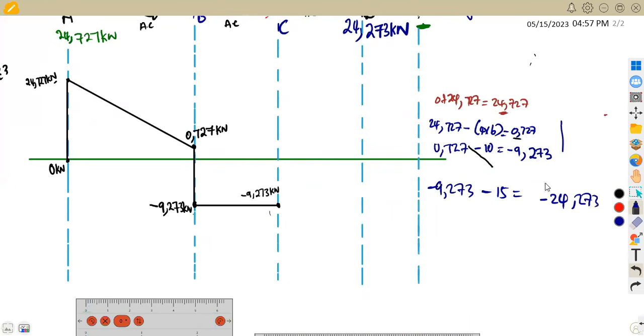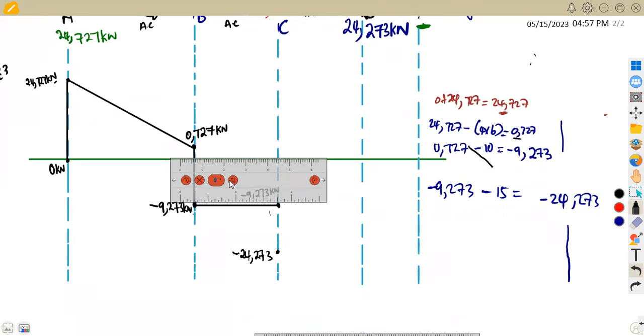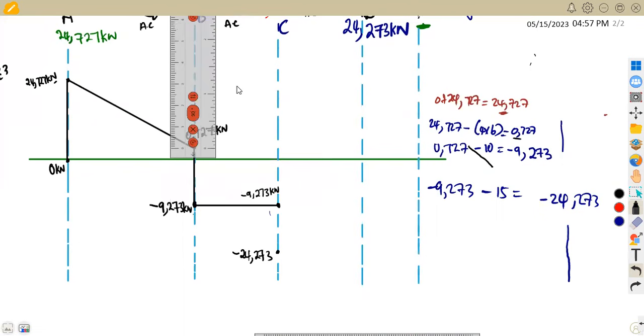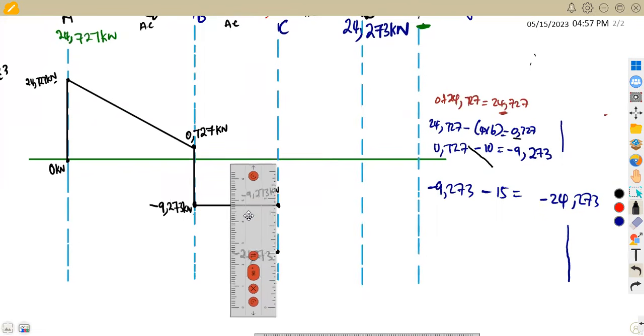I'm going to obtain negative 24.273. So this is a point load. So it goes down vertically, straight down to negative 24, so according to your scale, maybe this is the point, you mark it according to your scale. So 24.273, maybe it's somewhere here. So here I'm just going to join vertically straight to that point. It goes down straight like this. Okay, so that's it between these 2 points.